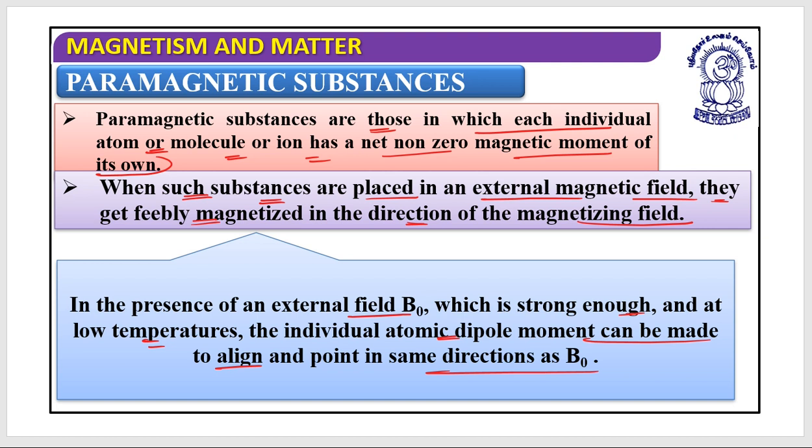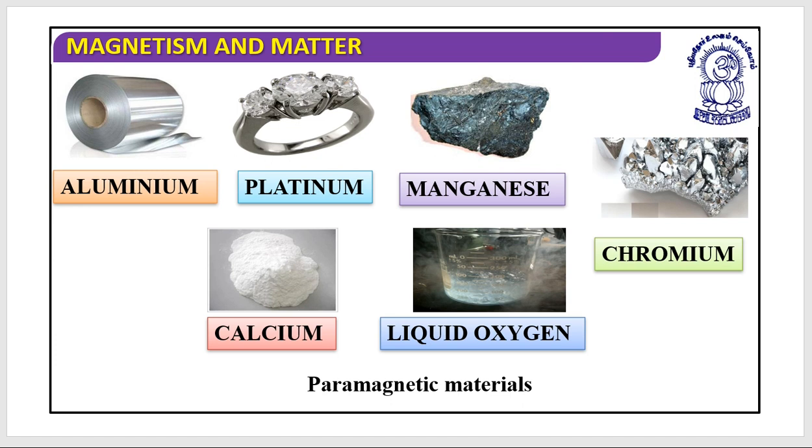Great. So let's see the examples of paramagnetism. Aluminum, platinum, manganese, chromium, liquid oxygen, calcium, all these are considered paramagnetic substances. I hope this is clear.